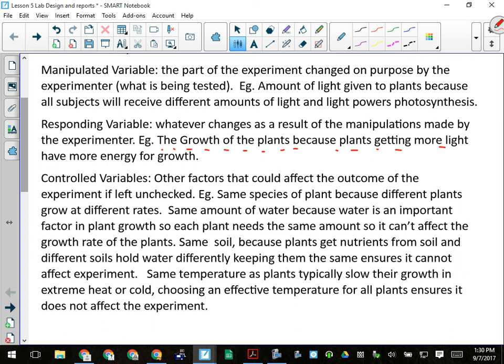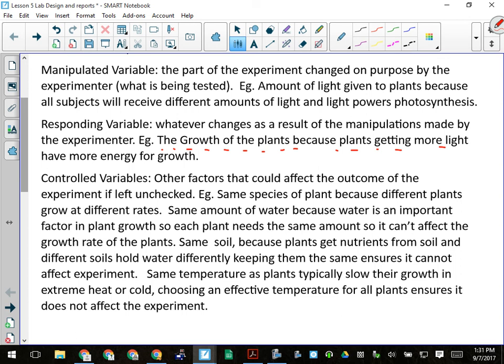It's hardly fair to compare the growth of a bean, a carrot, and a spruce tree. That's not a fair experiment. I mean, they grow at different rates, and that doesn't make any sense. I would probably plant like five identical bean plants or something like that, so that I could have a fair comparison. So we would write that out as same species of plant because different plants grow at different rates.